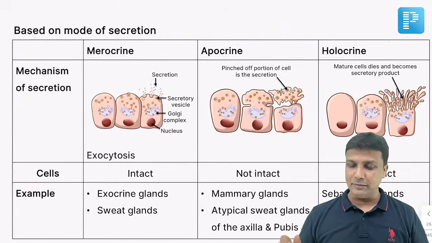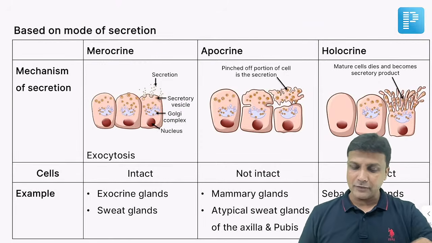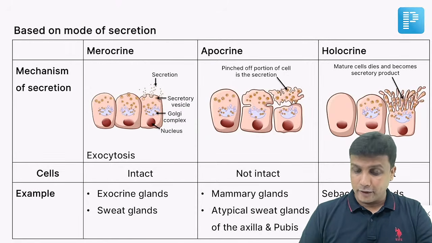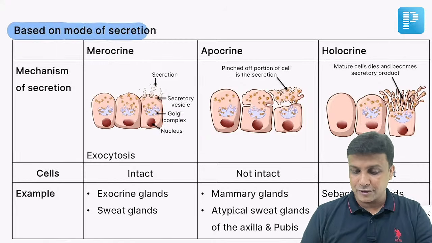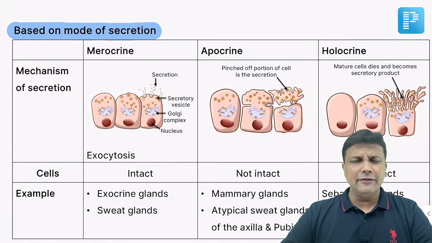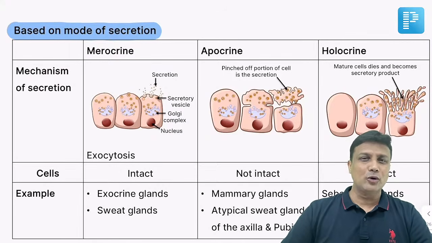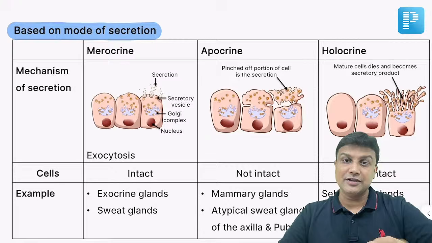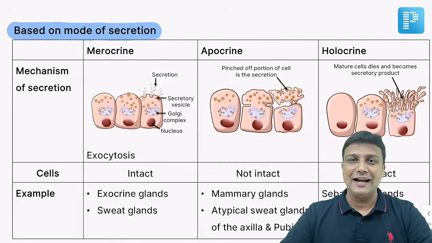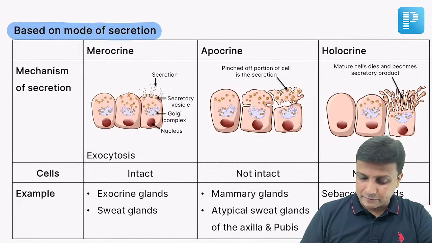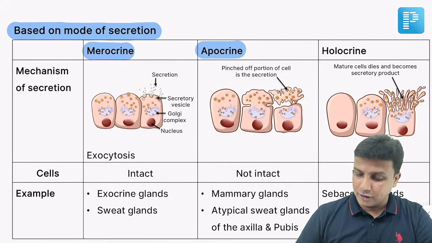So now please look at this diagram here. Glands are classified in different ways, like exocrine gland and endocrine gland. One classification of the glands is based on the mode of secretion, based on how they are secreting. Based on that, there is merocrine, apocrine, and holocrine.